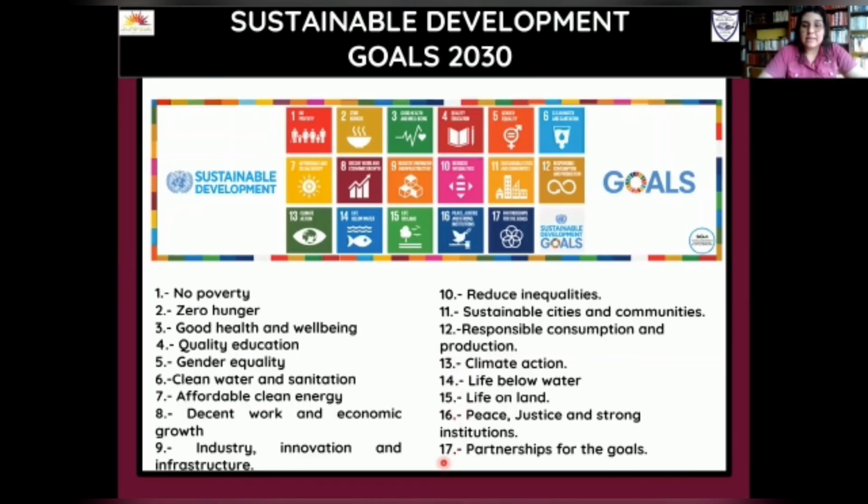And the 17 is partnerships for the goals. I think this is my favorite, well, one of my favorites. I say this is my favorite like 20 times. But this is so good because partnership is so important. And that is one of the reasons that I explained to you that teamwork is so important, because when we create partnerships, we can reach the goals faster.